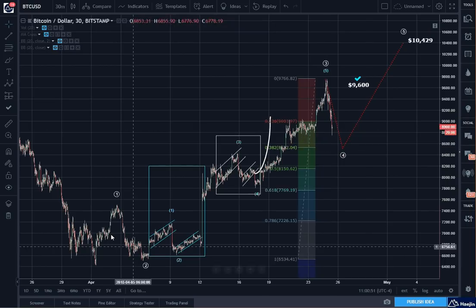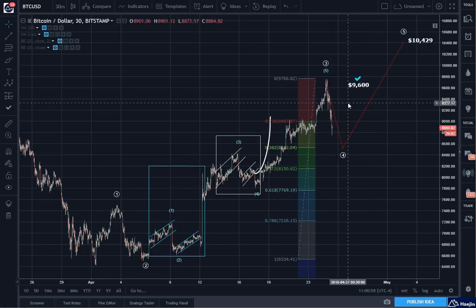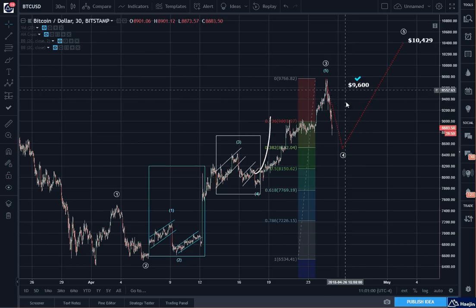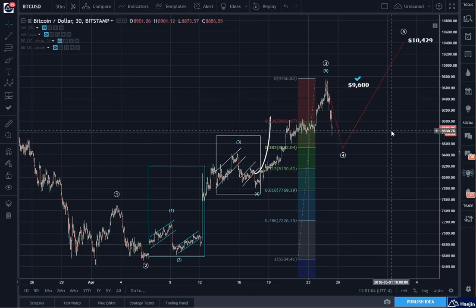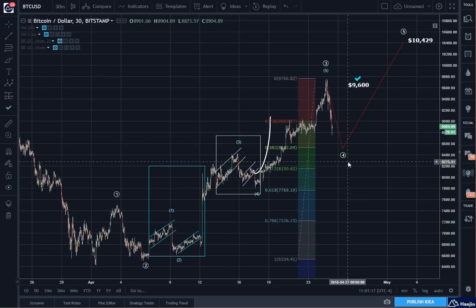Now wave 2 was a very simple ABC. And maybe this could be a little more complex. I wouldn't be surprised if we would get a triangle or more of a sideways action. But bear in mind that Bitcoin does not follow the rule of alternation as closely as equities. The rule of alternation between wave 2 and wave 4: wave 2 was simple, then wave 4 will be complex, and vice versa. So far, it looks like it'll be simple. So let's go for that for now.